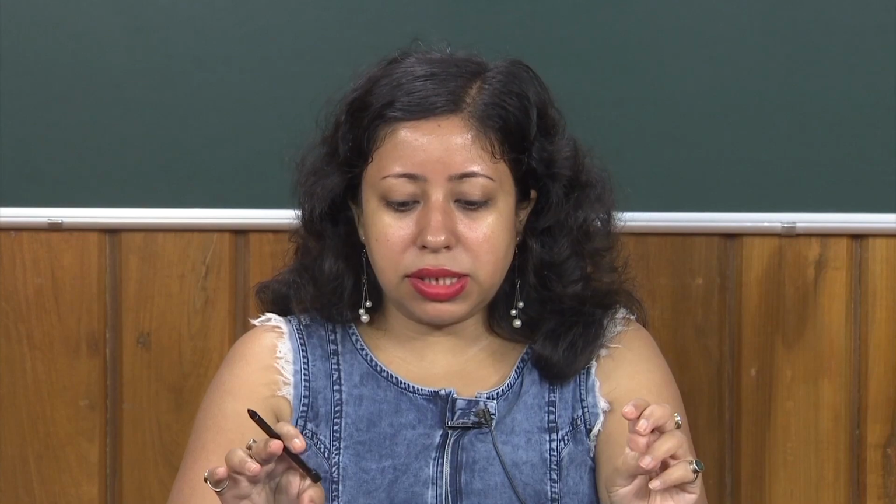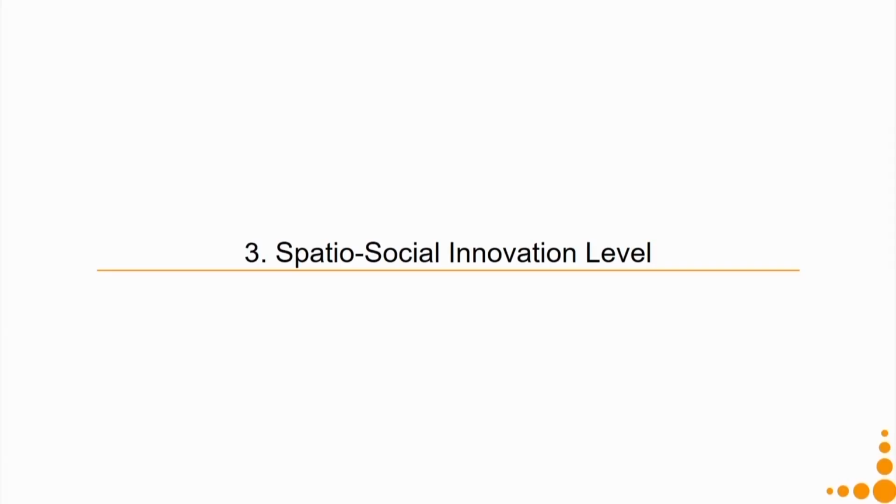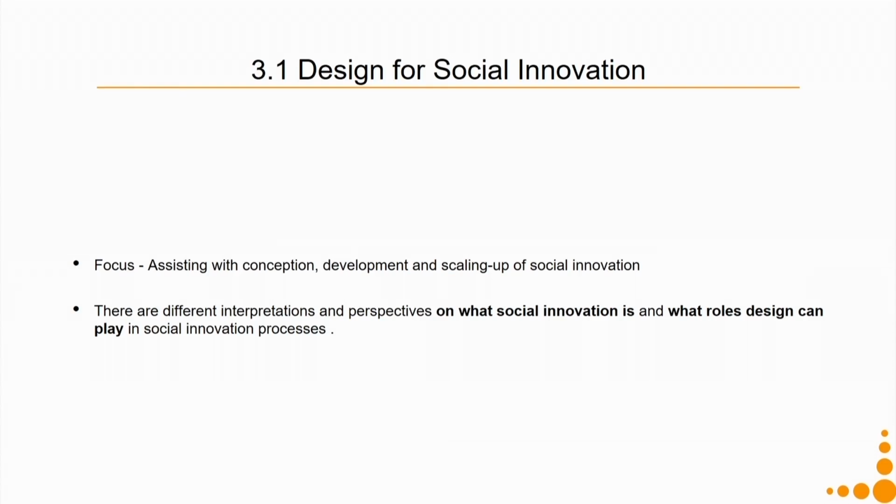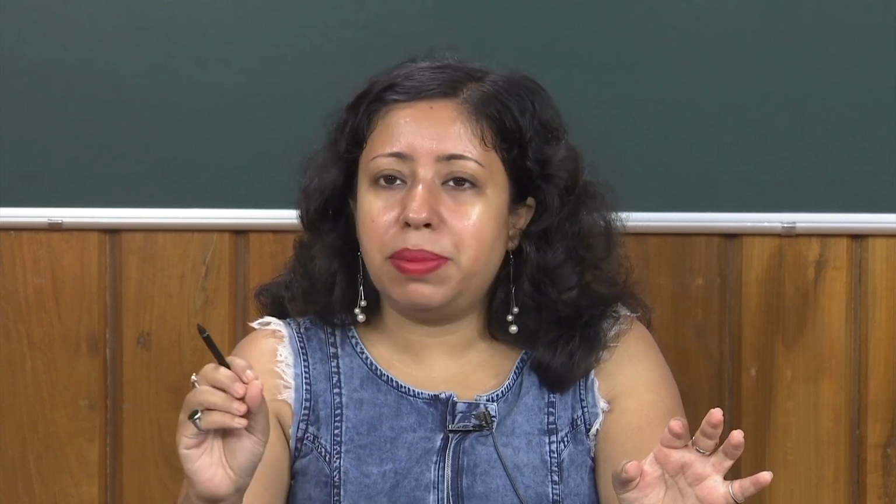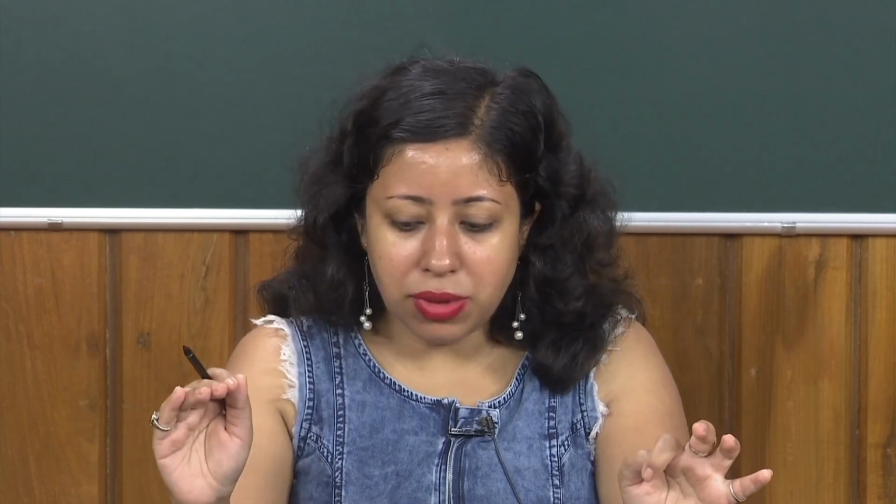Coming to the third level, which is the spatio-social innovation level, what it talks about is assisting with conception, development and scaling up of social innovation. If you remember from the last lecture, a major focus is on social innovation, and we use the existing assets in terms of technological assets, knowledge assets, or physical assets like roads or conditions of that particular place, to conceptualize, develop and scale up social innovation. Not much innovation happens in this particular context in terms of technology.